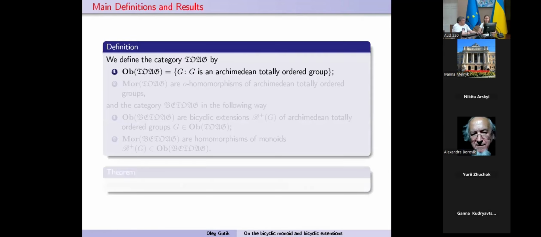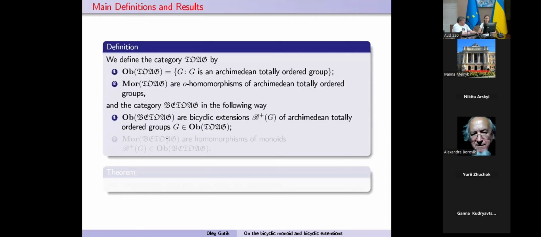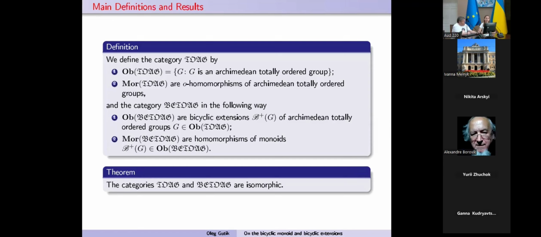So if we consider a category where the objects are Archimedean totally ordered groups, and the morphisms are homomorphisms of Archimedean totally ordered groups, and the category of bicyclic extensions of such groups, where the objects are bicyclic extensions of such groups and the morphisms are homomorphisms of monoids, we get that these two categories are isomorphic.